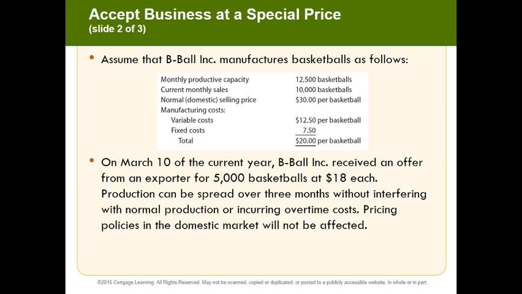Now, they received an offer from an exporter to purchase 5,000 basketballs at $18 each. They have 3 months that they can spread their production over, and that's not going to interfere with their normal production, nor is it going to result in any overtime expenses. And pricing policies in the domestic market are not going to be affected because they are going overseas, so that's not going to cause them to have to reduce their current prices.